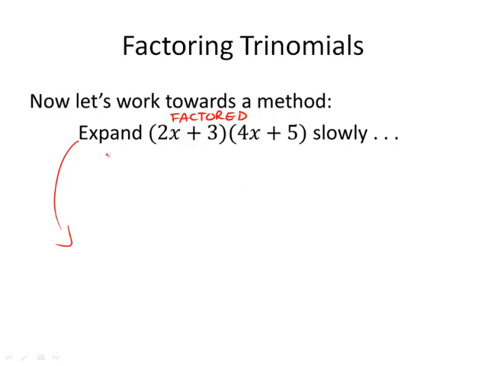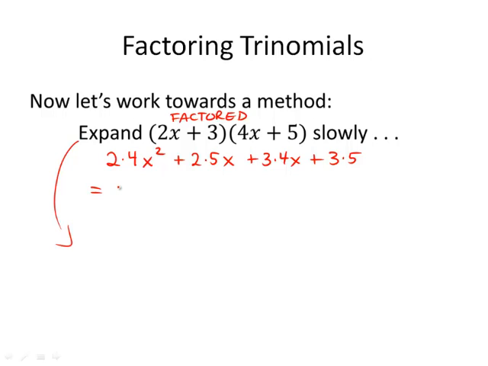Alright, so the first term would be 2x times 4x, so let's write that as 2 times 4 x squared. The next multiplication would be the 2x times the positive 5, so that would be plus 2 times 5 times x. The next one would be plus 3 times 4 times x, and the last one would be plus 3 times 5.